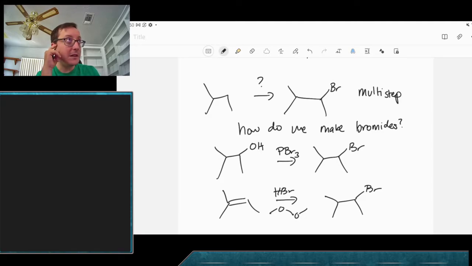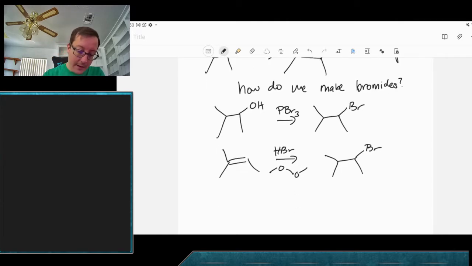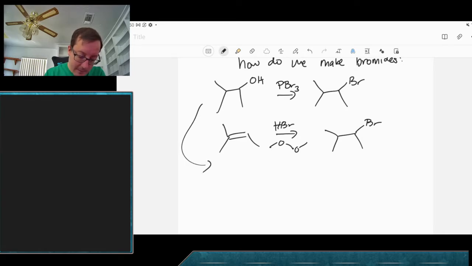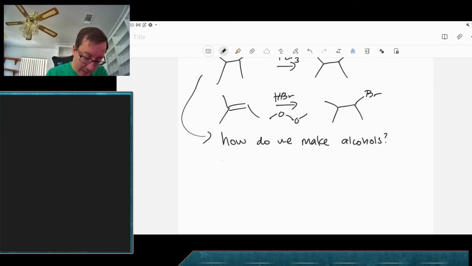With these, it's a matter of taking a look at all of the different possibilities for us to figure this out. If we want to go the alcohol route, we ask ourselves, how do we make alcohols then? We'll take a look at alkenes in a second. We know how to make alcohols, right? Let's consider all the ways we can make alcohols.